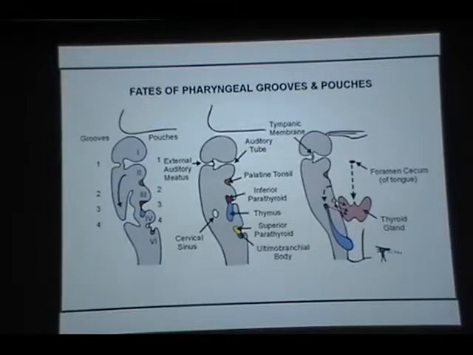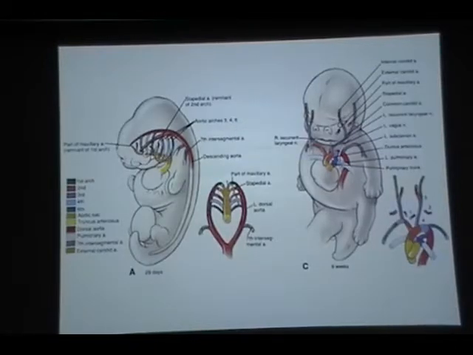Thyroid forms at the floor between the first and second arch on either side, between the anterior 2/3 of the tongue and the posterior 2/3 of the tongue. There's a little diverticulum that forms. It will start to drop down and form the thyroid gland. We'll get to that more in a minute. So these pouches are quite complex. They form a lot of different tissues, and all of those tissues are very important for proper function of the head and neck region.